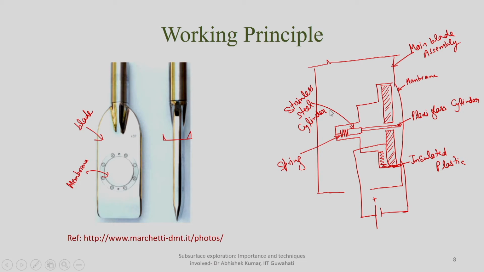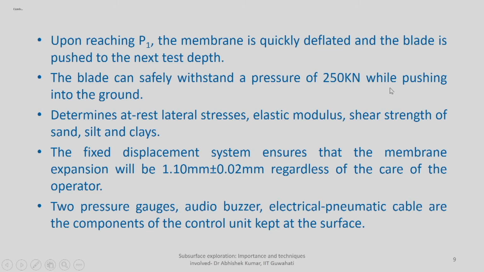Now what happens? If you remember in the last slide, we discussed that at the depth of interest we are going to measure two kinds of pressures. So what happens here? Initially you try to bring the membrane in contact with the blade. This is the initial position of the blade. When you bring this membrane, it should be extended till here, and in the same way it is extended till here. Okay, so what will happen here?